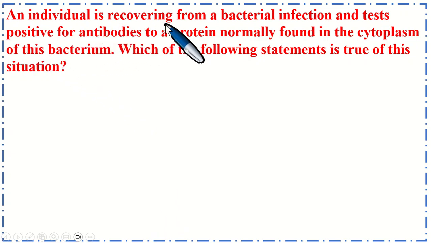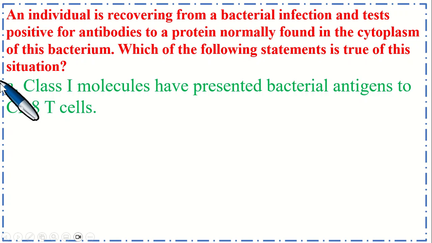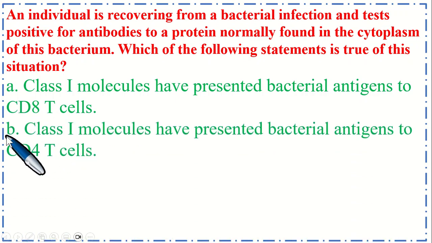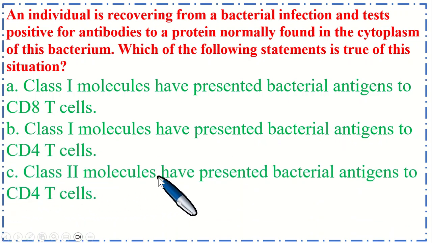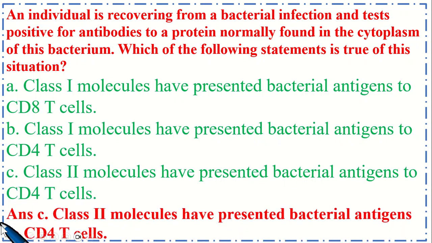An individual is recovering from a bacterial infection and tests positive for antibodies to a protein normally found in the cytoplasm of this bacterium. Which of the following statements is true of this situation? Option A, class 1 molecules have presented bacterial antigens to CD8 T cells. Option B, class 1 molecules have presented bacterial antigens to CD4 T cells. Option C, class 2 molecules have presented bacterial antigens to CD4 T cells. So the correct option is C.